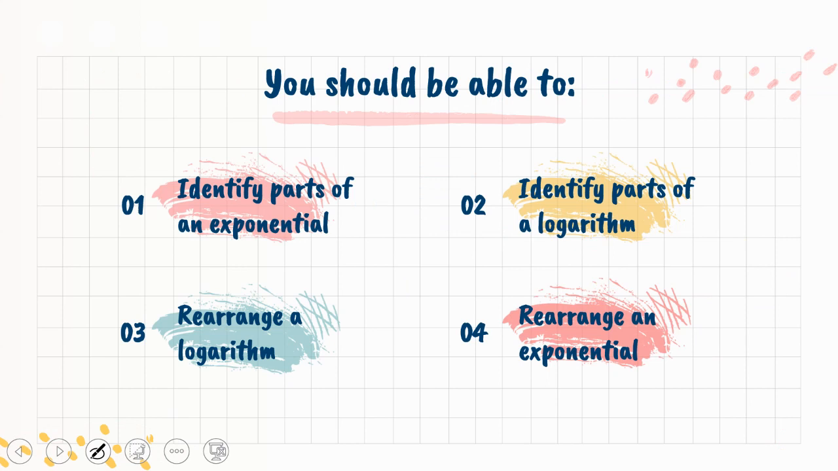So hopefully after this lesson, you are able to identify the parts of an exponential as well as identify the parts of a logarithm. You need to know what the base is, you need to know what the exponent is, you need to know what the answer is for both of them. You also are hopefully able to rearrange a log and rearrange an exponential. We want to go from log form to exponential form. We want to be able to go from exponential form to log form. It's very important that we're able to do this skill so that we can use that to then eventually help us solve some equations.